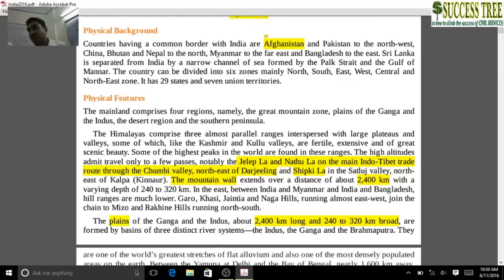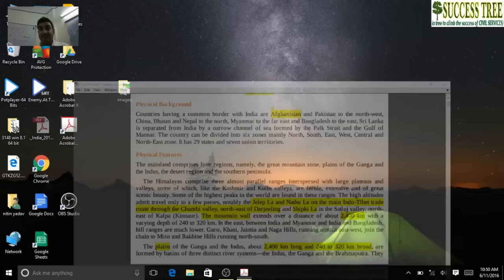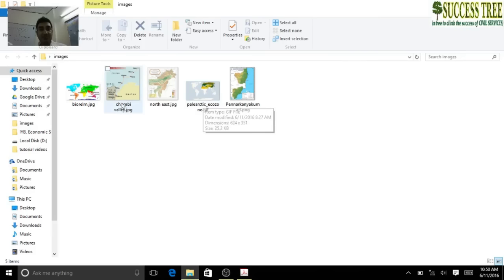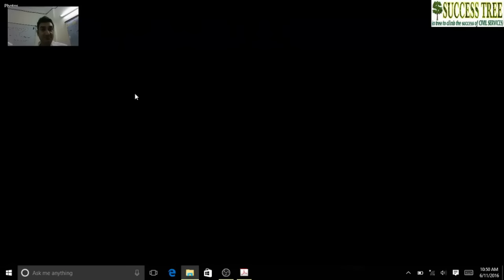Just try to locate it in the political map. You won't find the name there, but try to find the narrow strip. Do you see this narrow strip? This strip is Chumbi Valley. If you know where the Chumbi Valley is, you'll figure out that these passes must be in Sikkim. Then try to recall which are the passes in Sikkim: Nathula and Jelepla.